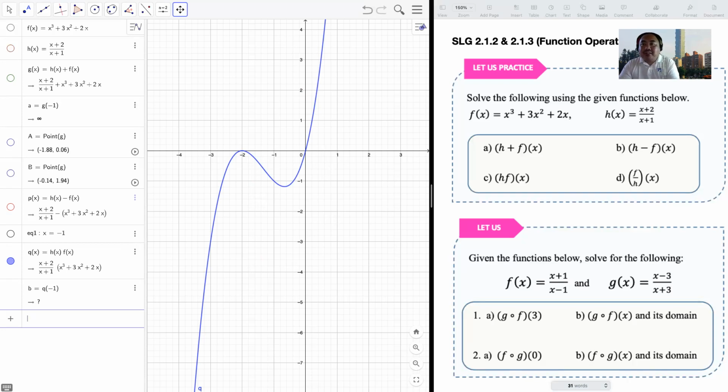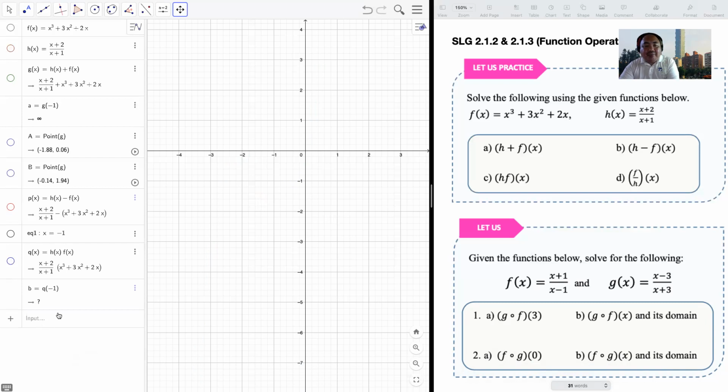So this function, the product of the two functions h and f, is defined over all R except at -1. The range of h times f of x is also all R. It can take all possible values of y, which is real. Because y can be from -infinity going to 0 and going from 0 up to +infinity. So it can take on any y value as long as it is real.